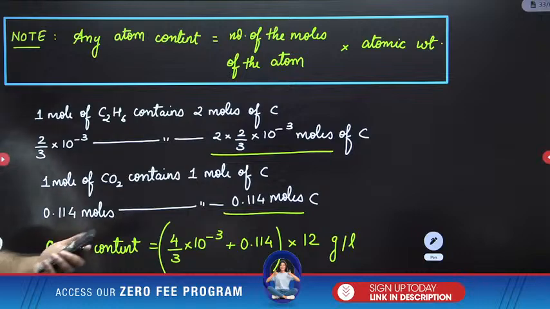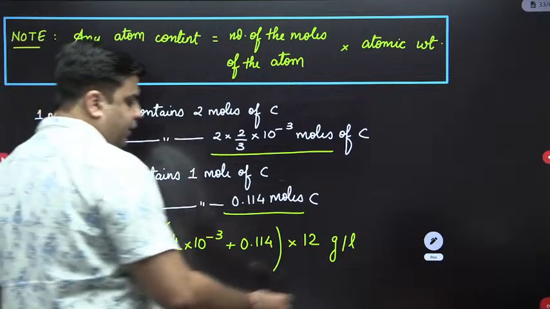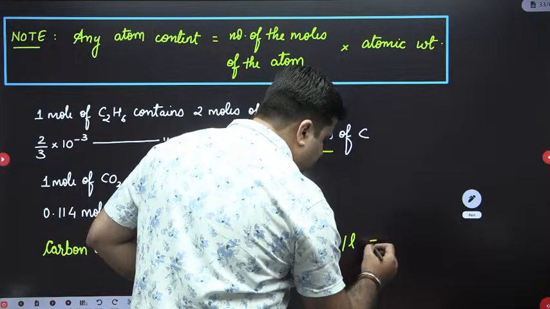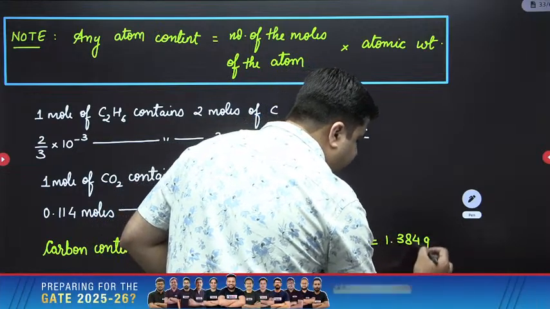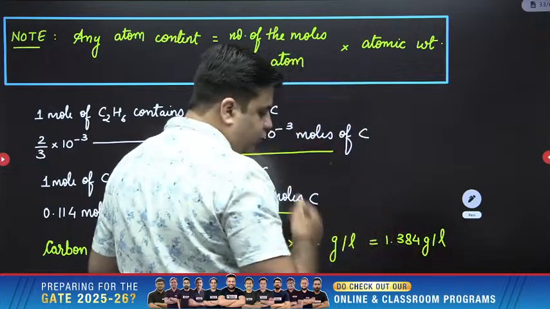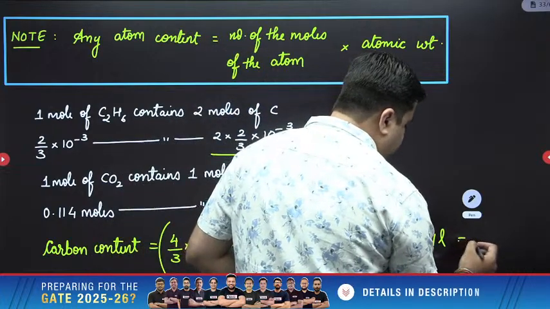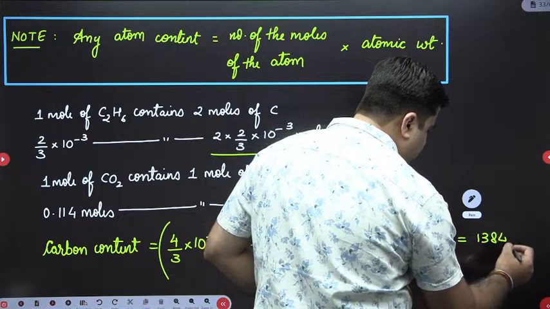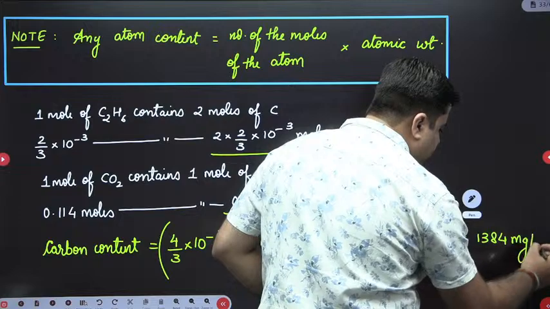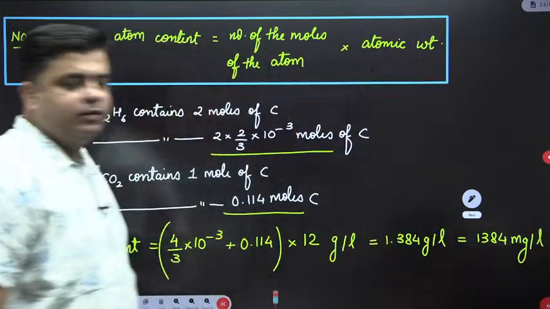So this will be 1.384 gram per liter. And when you convert this into milligram per liter, you can multiply it with 1000. So this will be how much? 1384 milligram per liter. Just check, is this correct?